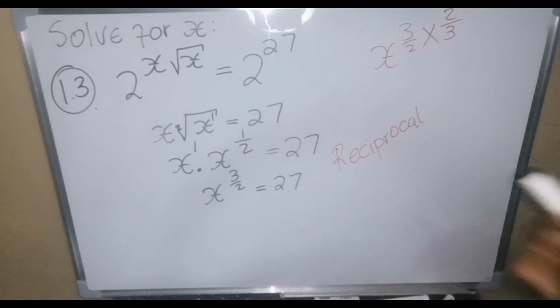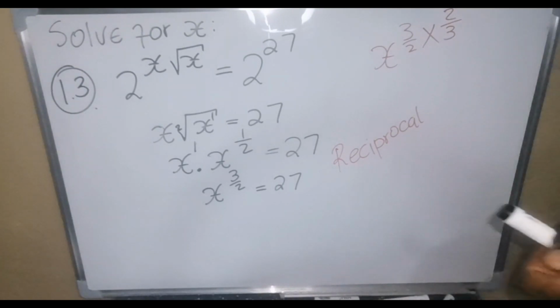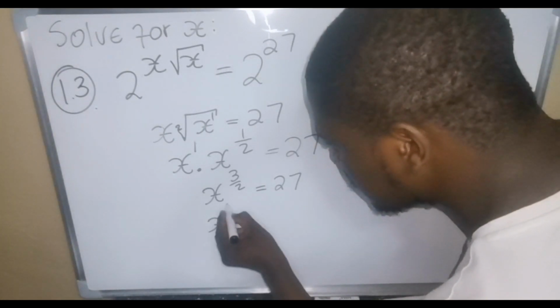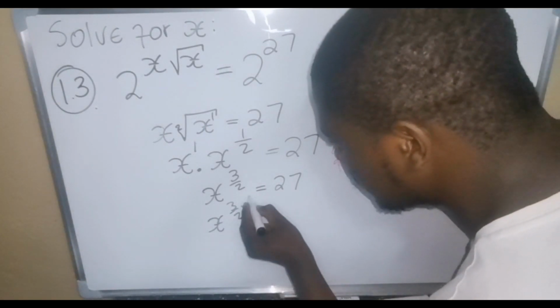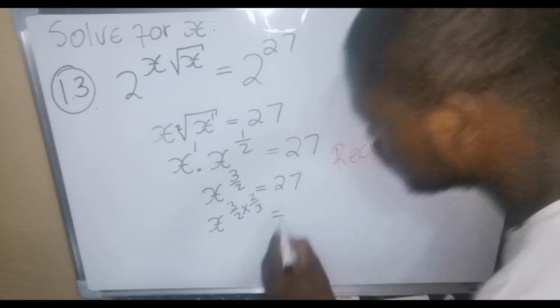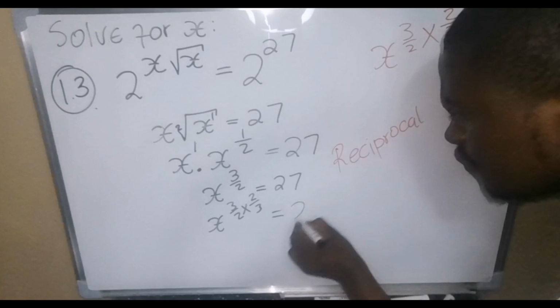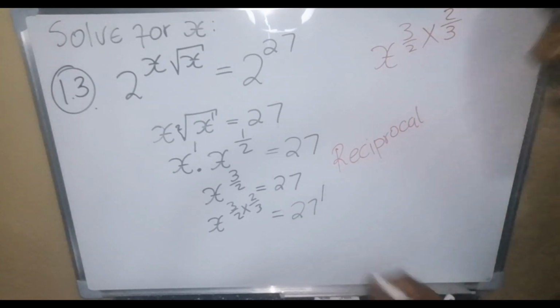It's a change, which means the one that is on the bottom should be at the top, and the top should be the bottom. Let's do exactly that. x times 3 over 2 multiplied by 2 over 3 equals, what you do on the left, you should do on the right. Okay? 27, I give it to power 1 here.